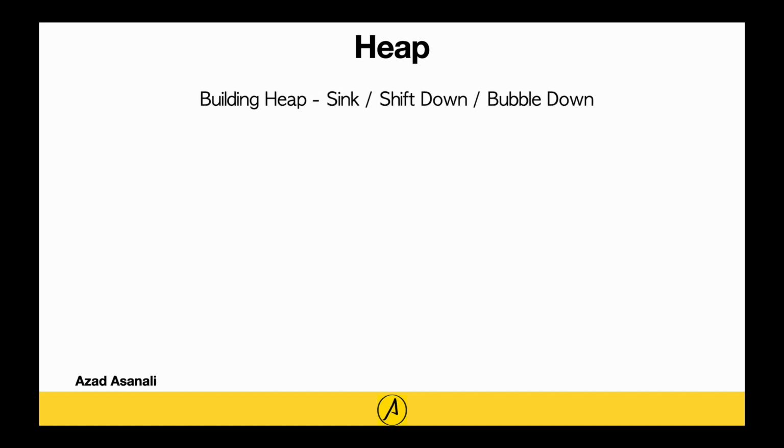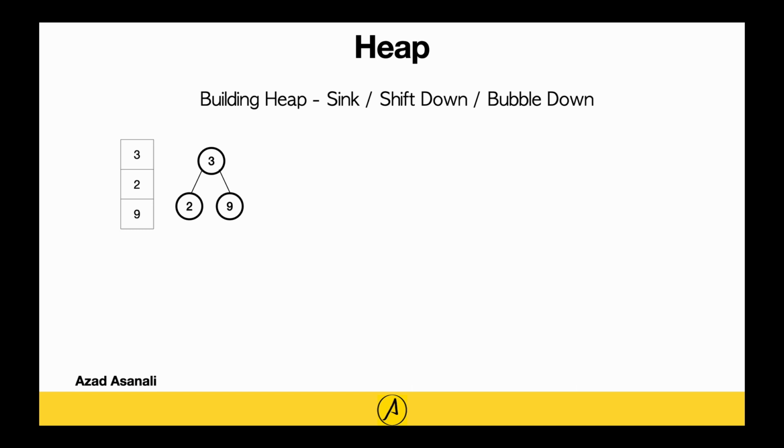So how do we build this heap? This heap can be built using a method called sinking, ShiftDown or BubbleDown. So let's take a closer look at what it is. Imagine we have a data structure like this. It's not a heap because it is not satisfying the heap invariant property, because its root node is not greater than both of its children. It is less than the right child.